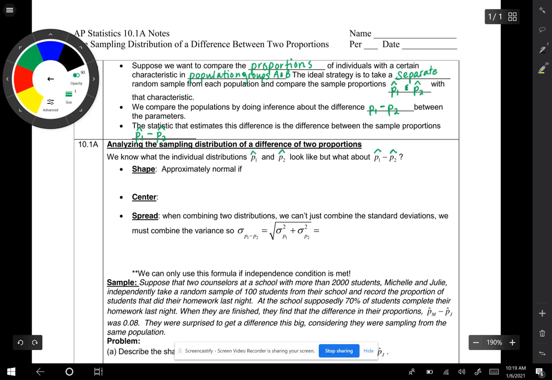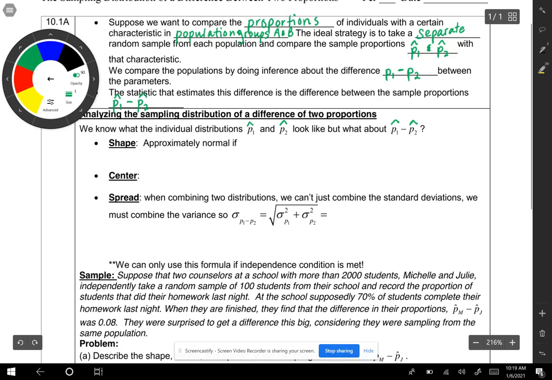Sorry about that. It would be approximately normal if the normal condition is met. And so when we talked about one population, we knew the normal condition is n times p greater than or equal to 10 and n times 1 minus p greater than or equal to 10. But since we have two populations, we're going to have four values. So this is what we need to do to see if the difference will be normal.